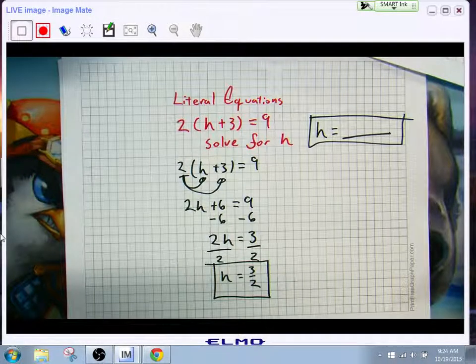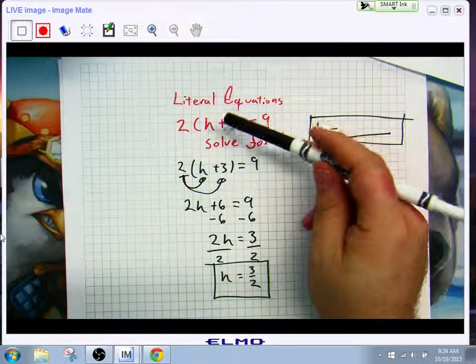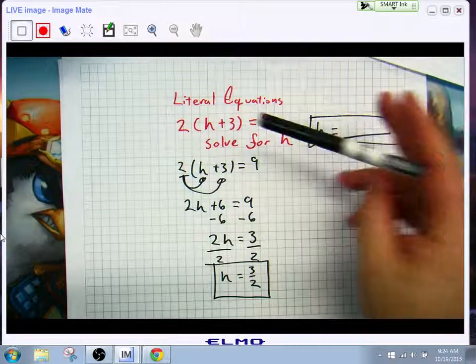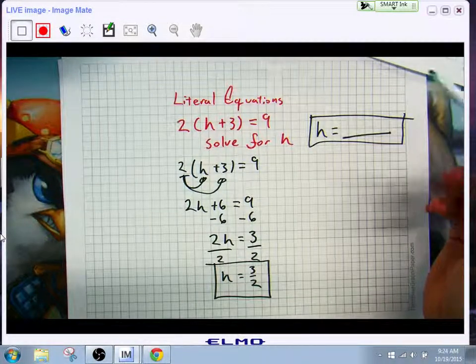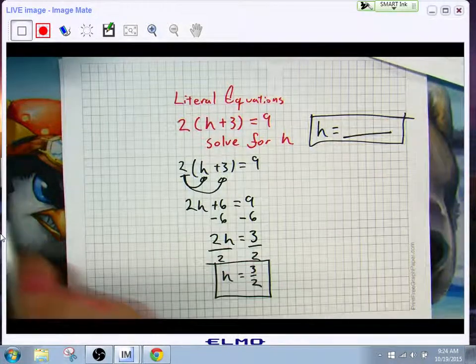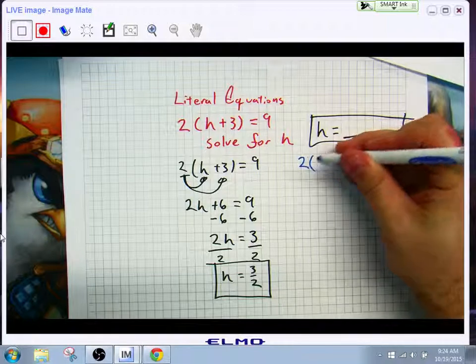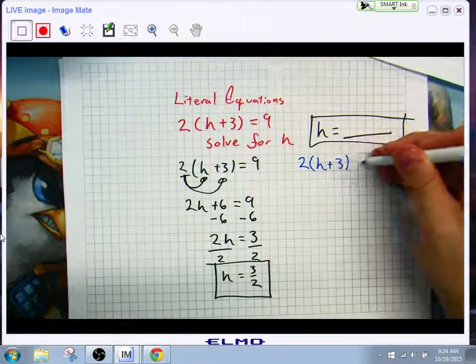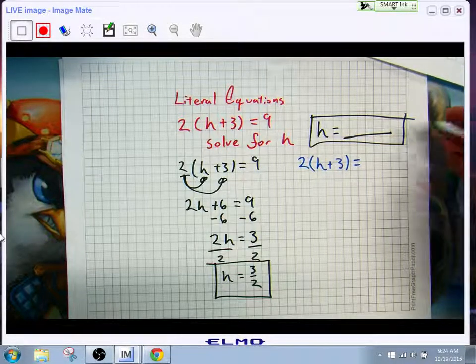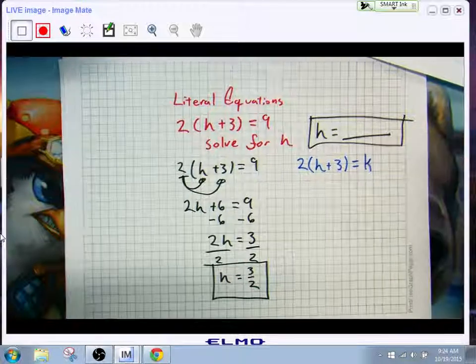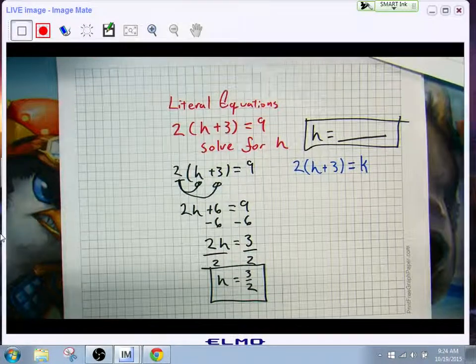But now let's imagine instead of just having one variable here, let's do that same problem, but let's imagine we had 2 variables. Say instead I had 2h plus 3, but I didn't know what 9 was this time. You know, maybe this time it was a k. Okay? And so now I'm being asked to solve it for h here.